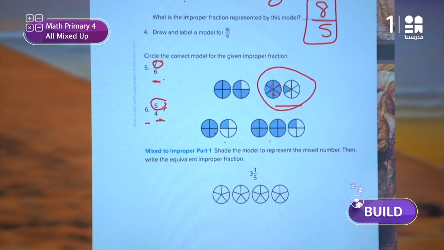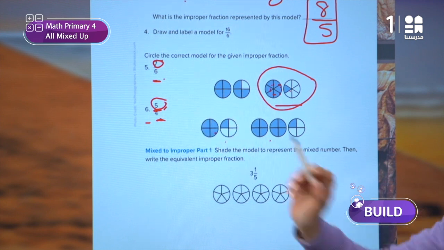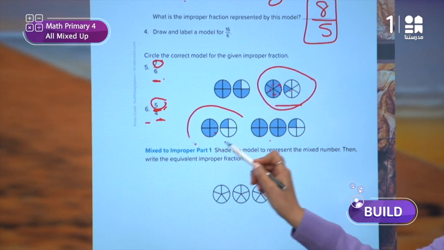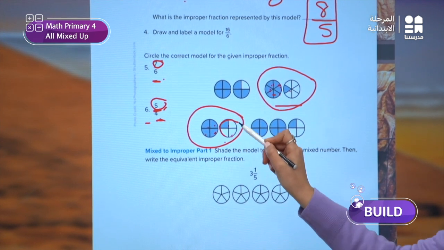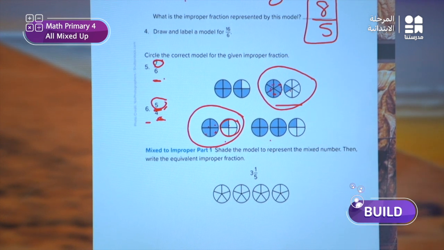So now I must look at the numerator. I need to find circles with 5 colored parts. So the answer is the first model, because here there are 5 colored parts and the whole number in one circle is 4. The answer is the first model.